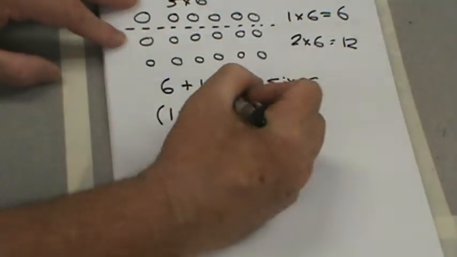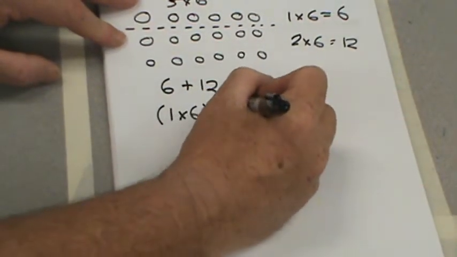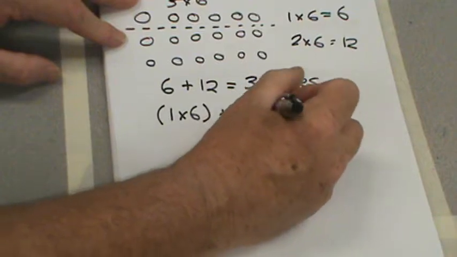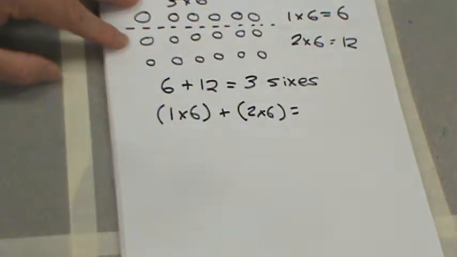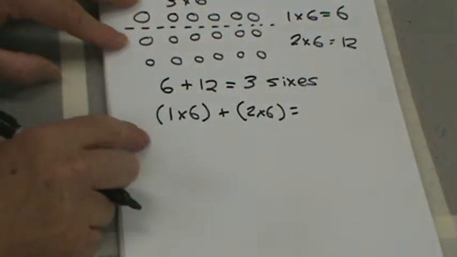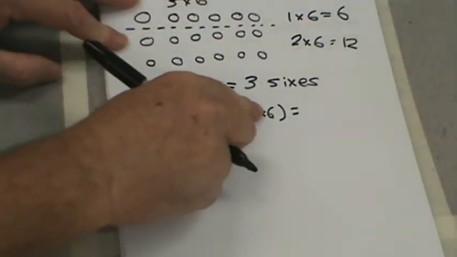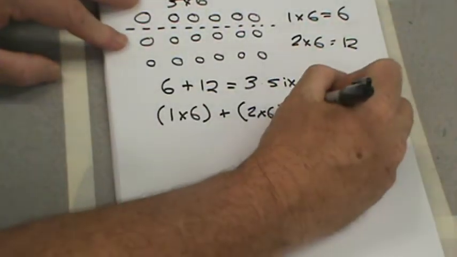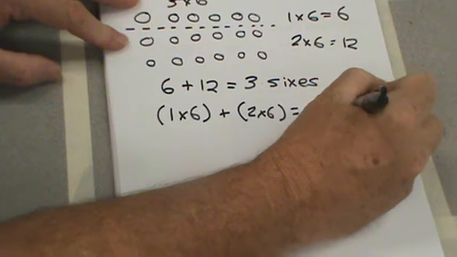1 times 6 plus, in parentheses, 2 times 6. What would that equal? Well, 1 times 6 is the same as 1 6, and 2 times 6 is the same as 2 6s, so it would equal 3 6s, okay?